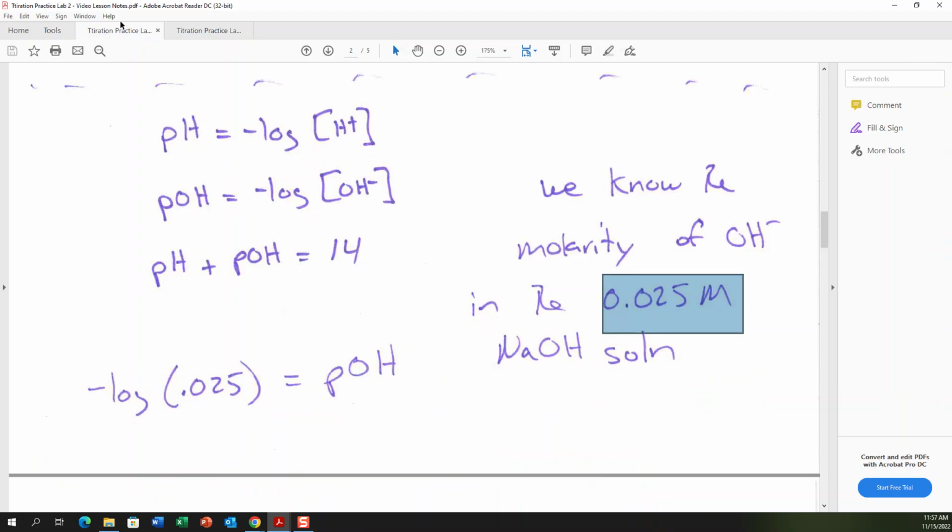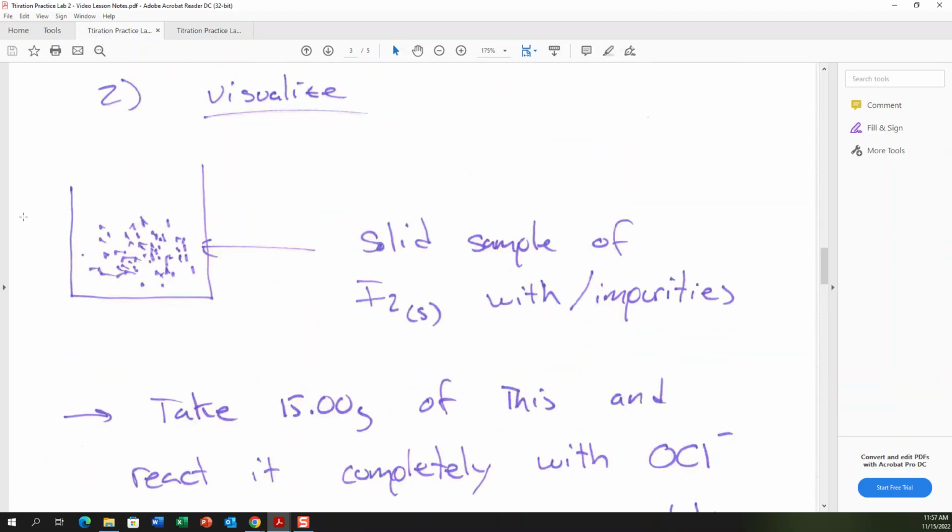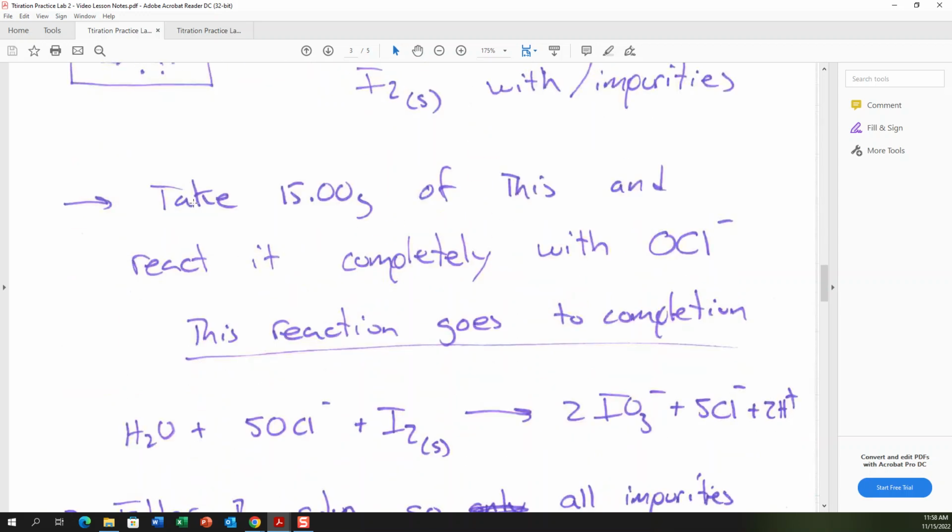So let's visualize this. We have this big old container of iodine, but we know it's not just iodine, there's some other things in there. So we want to figure out what percent by mass of this is actual iodine and what percent is inert impurities. So we're going to take a small amount of it, measure out a mass of this solid that we can analyze. We measure out 15 grams of it, and then we react it with an excess of the hypochlorite ion so that all of the iodine that's in that 15 grams will react.